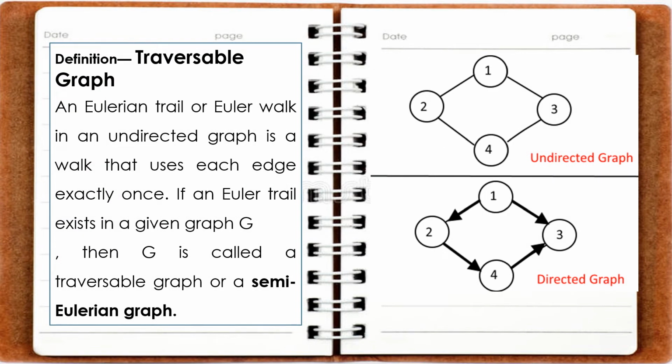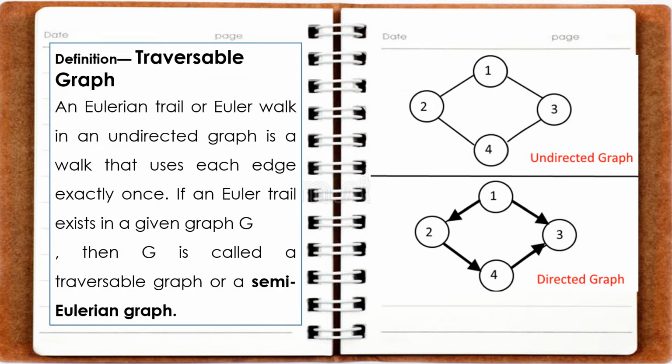In this video, we are going to discuss Eulerian graphs. Now, an Eulerian trail or Euler walk in an undirected graph is a walk that uses each edge exactly once. If an Euler trail exists in a given graph G, then G is called a traversable graph or a semi-Eulerian graph. Now, this is an example of an undirected graph.